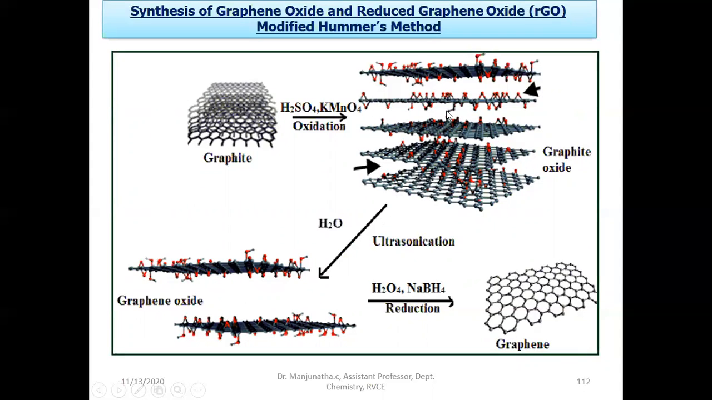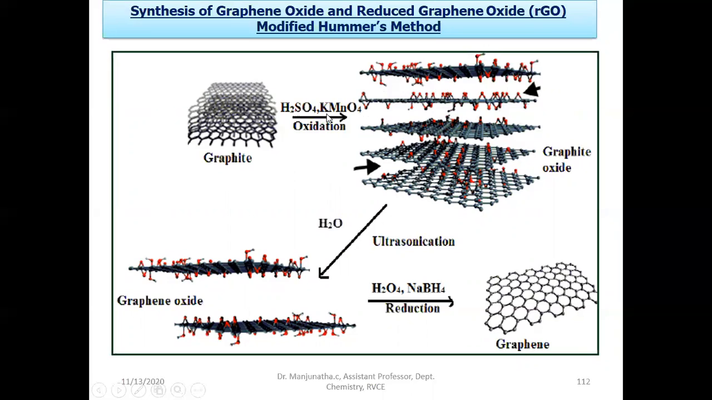Some of the surface atoms are converted to carboxylic acid groups by oxidation. Therefore, the first step is oxidation of graphite. It involves the modified Hummers method. The first step is oxidation of graphite. So graphite is subjected to oxidation.